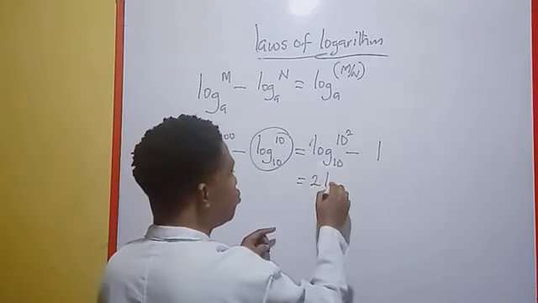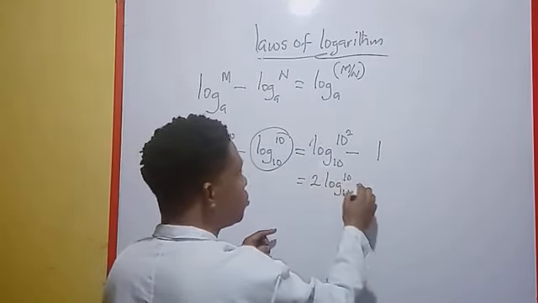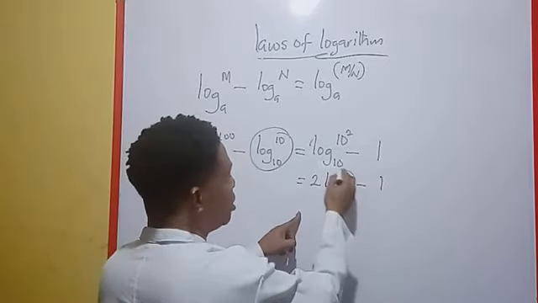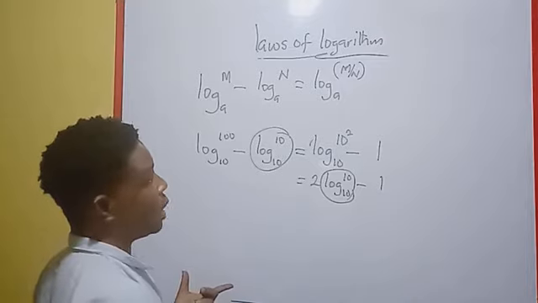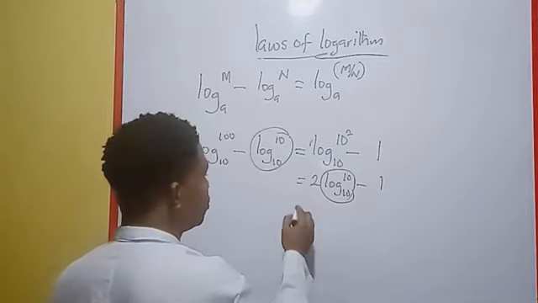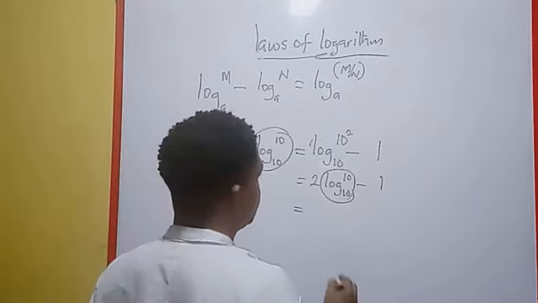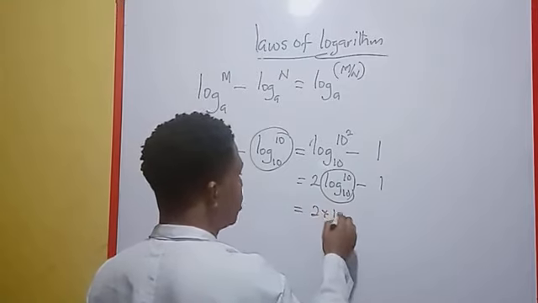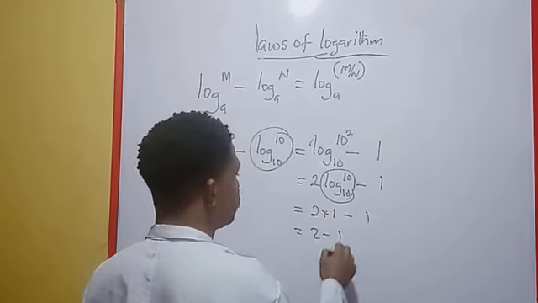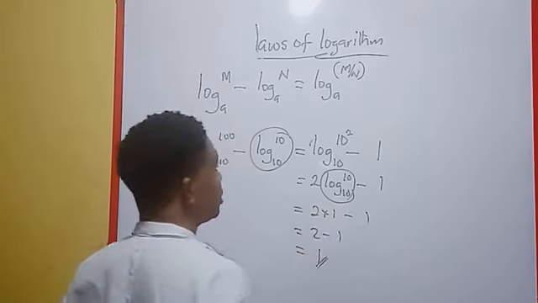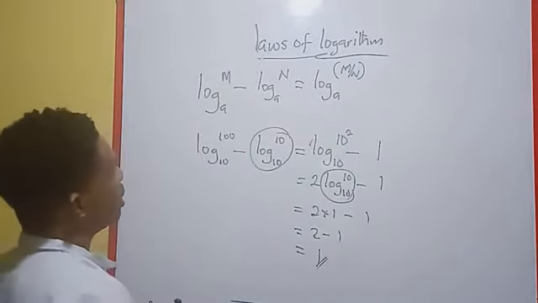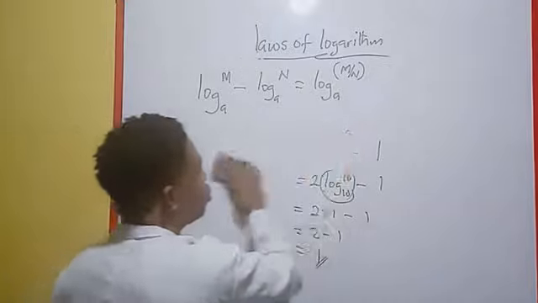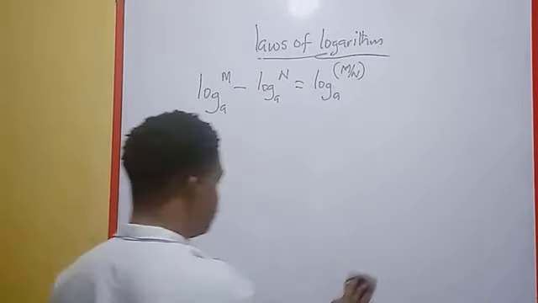So you have 1. Now this will come here applying the law. So 2 log 10 to this minus 1. Now this one is also 1. So in that case, you now have 2 times 1 minus 1, and you have 2 minus 1, and your answer is what? 1. So whatever way you solve it, you end up arriving at the same answer. Just know the laws. Make sure you practice the laws very well.